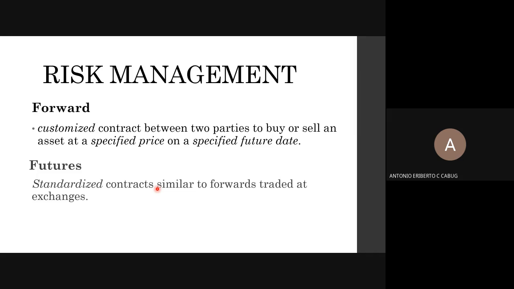So you might be asking, are they just the same? Well, the specifics are different. They vary with the details, the technicalities, but the intention is the same. They would like to agree on the price now so that by the time that delivery will happen, nobody is shocked that the price is too high or too low.